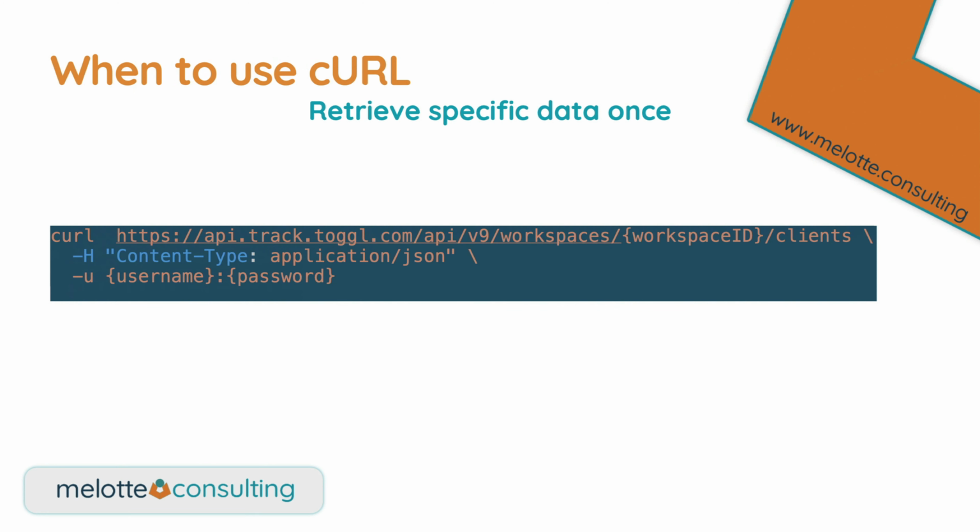The next thing is retrieving specific data once. So there are occasions where you need a client ID, or you might want your workspace ID or a folder ID or something along those lines, where you're actually going to then use that ID in an automation in the long term. So curl can be a really good way to just quickly grab that information. And there's an example of how you can obtain your client list and IDs from Toggl.